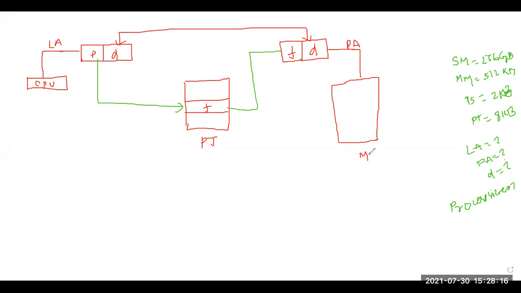Main memory. And there is one more thing which is called secondary memory. Whose size is given, and the page size of each page is how much? 2 KB. And this total memory is 256 GB. And this main memory is how much? 512 KB. And this particular page table size is 8 KB.